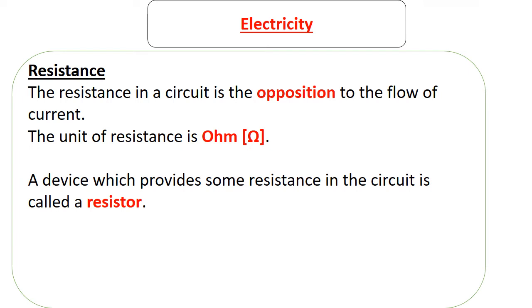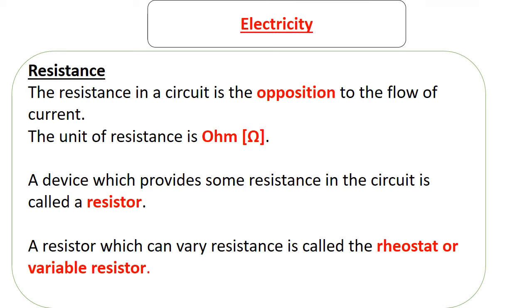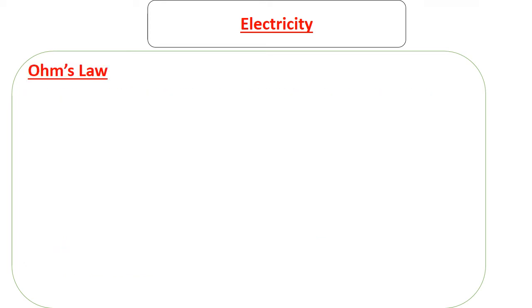Normally resistors have a single value like 20 ohms, but there are some resistors which are designed in such a way that you can vary their resistance. Such resistors which can vary resistance are called rheostats or variable resistors.